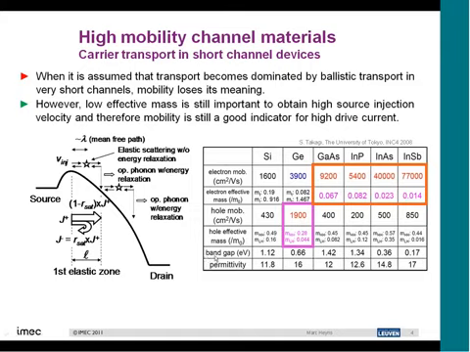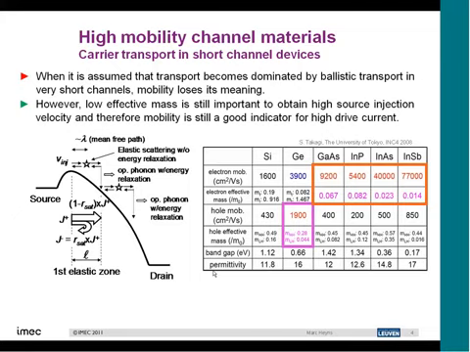First of all, the important question we have to address, and I will not go into very much detail about it, is: does mobility really matter for these very small devices? Because over the years many people have been talking about ballistic transport that you have in very short channel devices, and if you have the real ballistic transport limit, normally mobility loses its meaning.